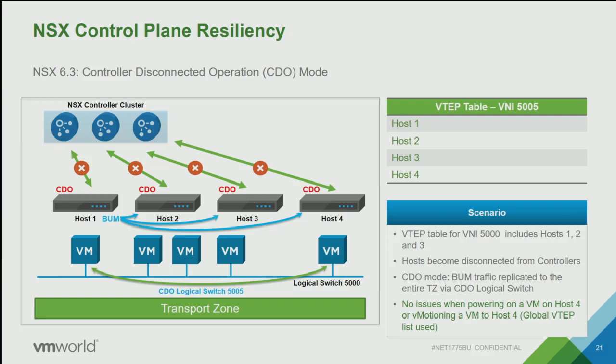Yes, sir. Why can't it pick up the VTEP table from the neighboring host? They don't communicate that way. But in the CDO mode, they have the tables built that came down through CDO mode. Enablement publishes the VTEP tables to all the hosts. You can't enable CDO mode when you don't have access to the controllers. You have to do that ahead of time.